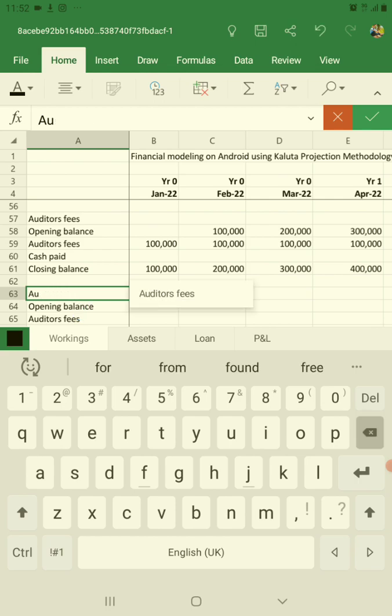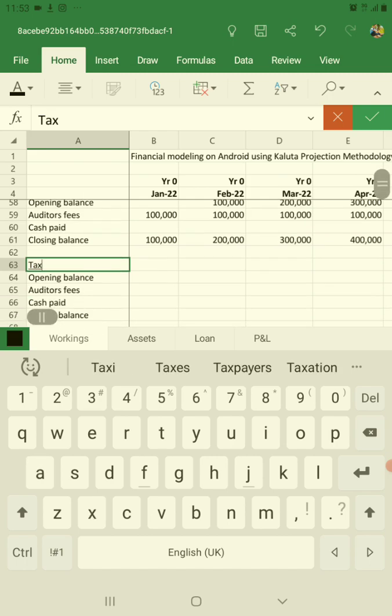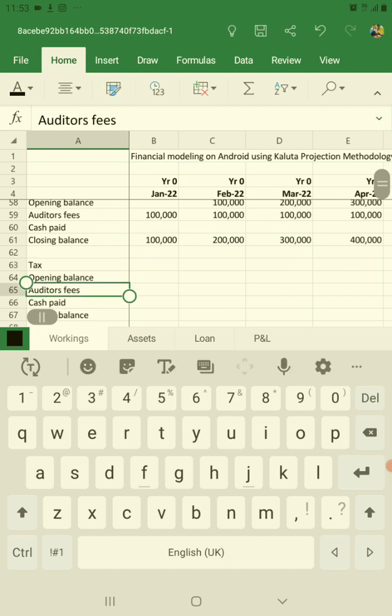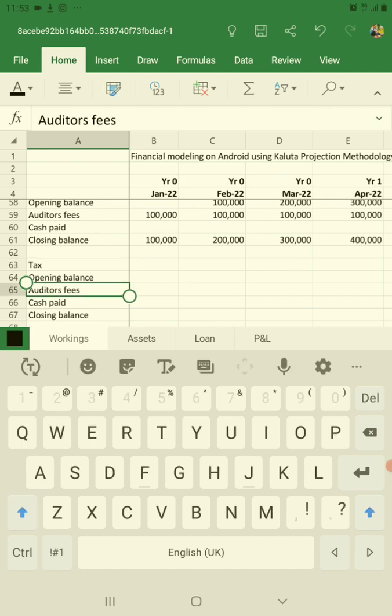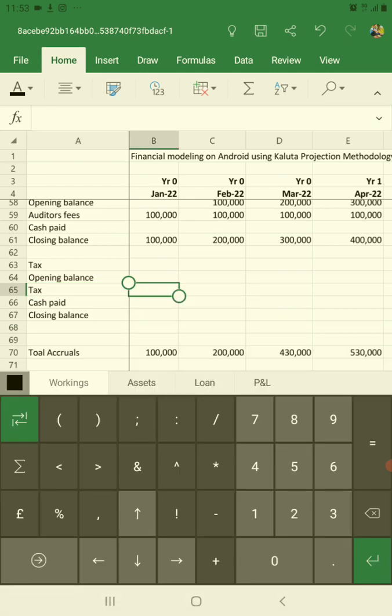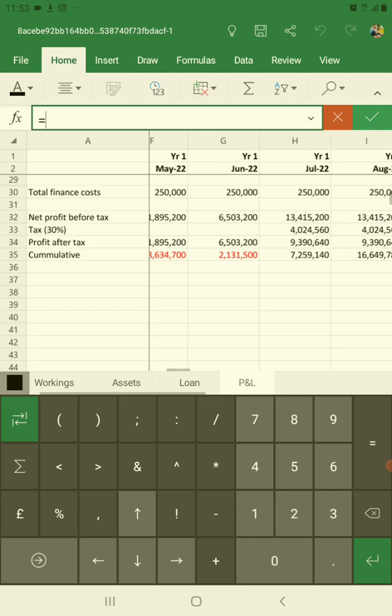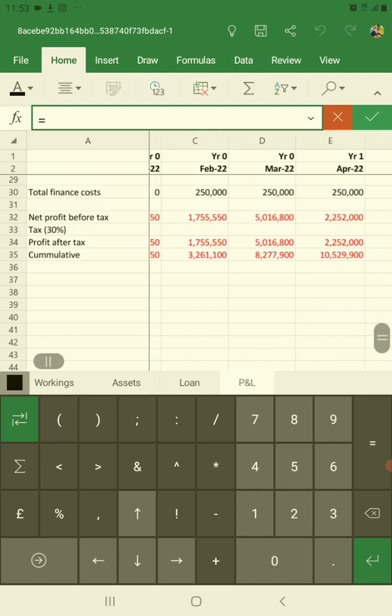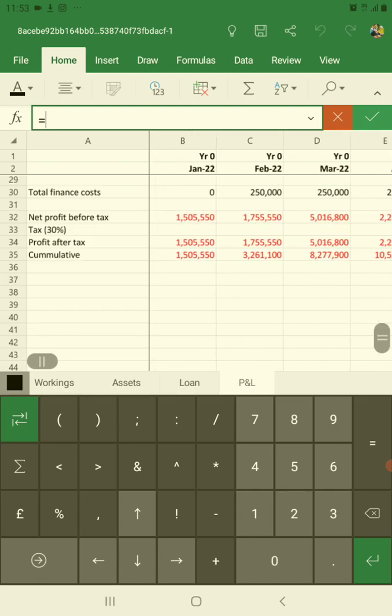So this one is going to be tax, and here instead of auditor's fees it's also going to be tax. So we picked the tax figure from our projected tax payment and profit and loss. So I start with equal sign, click on the P&L sheet, and then go and pick January where it is.